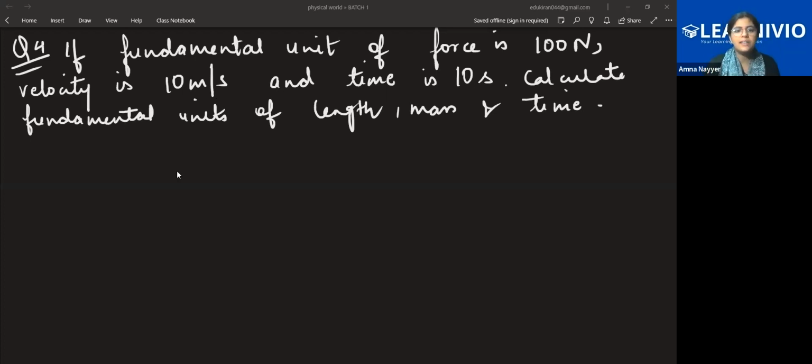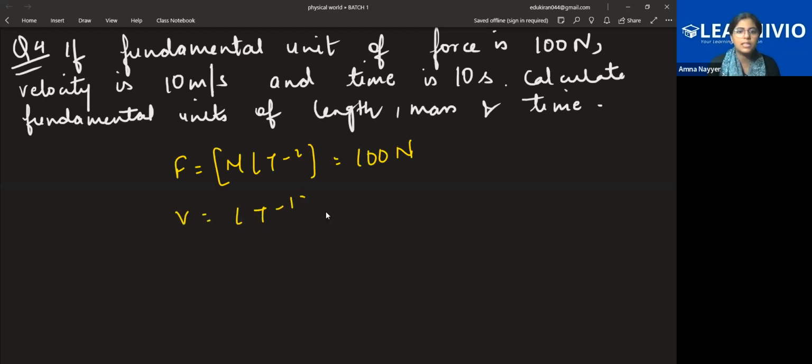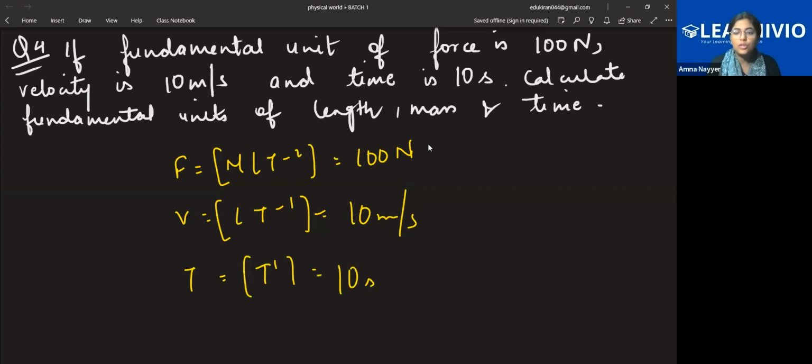See, this says that force is what? Force is MLT to the power minus 2. This is given as 100 Newton. Fine. Next is velocity. Velocity is LT to the power minus 1. This is given as 10 meter per second. And lastly, time, we have T to the power 1, which is given as 10 seconds. So these are the new units that you have, right?